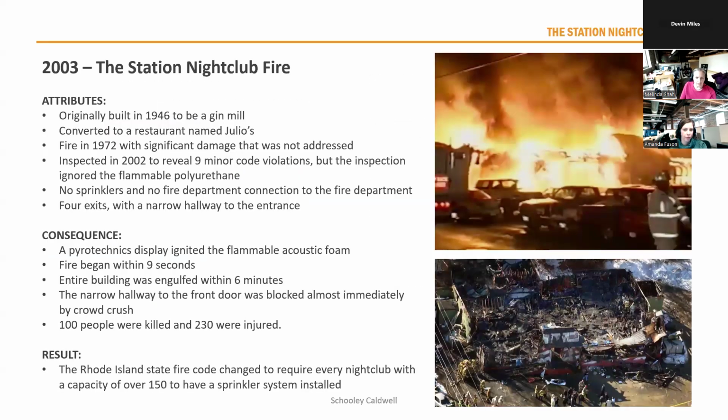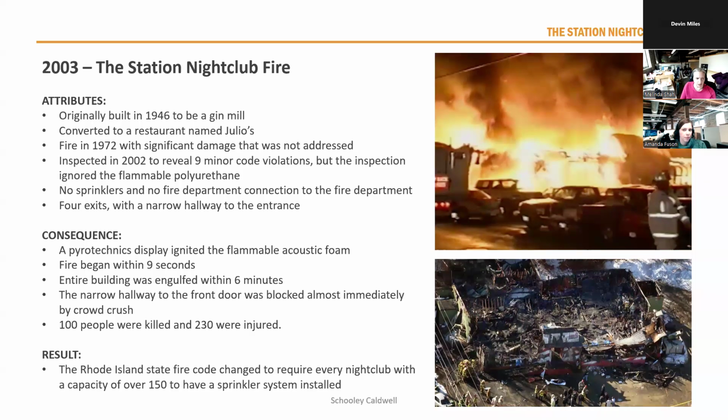So, an example of why sprinklers are so important. In 2003, there was the Station nightclub fire. This was a building that was multiple adaptive reuse. It was originally built to be a gin mill, then it was converted to a restaurant, and it even had an earlier fire in 1972, and that caused significant damage. They addressed some of it, not all of it. In 2002, 9 different code violations were revealed, but they missed one of the other big ones.